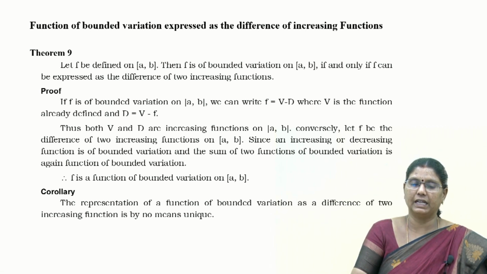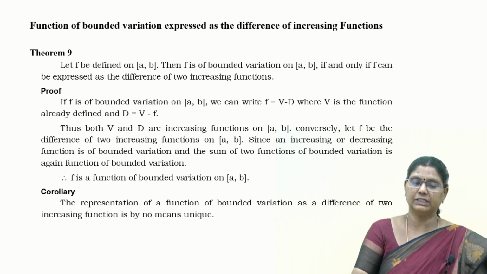Since by the given data f is of bounded variation on [a, b], we can write f as the difference of two functions, say v minus d, where v is the function already defined and d equals v minus f. Thus, both v and d are increasing functions on the closed interval [a, b].